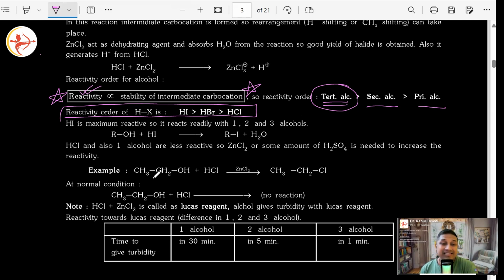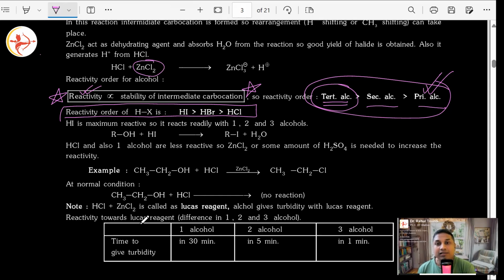But HCl and HBr are still at a boundary level. With HCl, especially with 1 degree alcohols, they're less reactive. Among these three, who is the least reactive? Primary alcohols. If you go for 1 degree alcohols, they're least reactive, and over that also, if you take HCl, all the more less reactive. That's where we need zinc chloride. Are we good? Yes. Sometimes acidified zinc chloride also. A few drops of H2SO4 is also needed there to increase the reactivity.